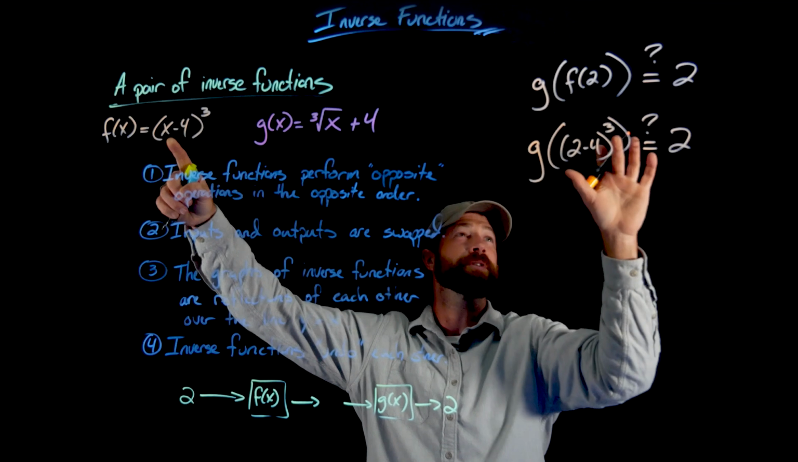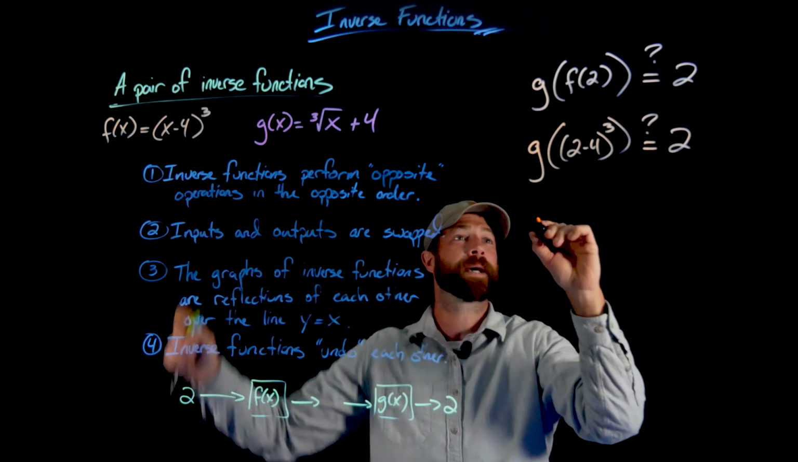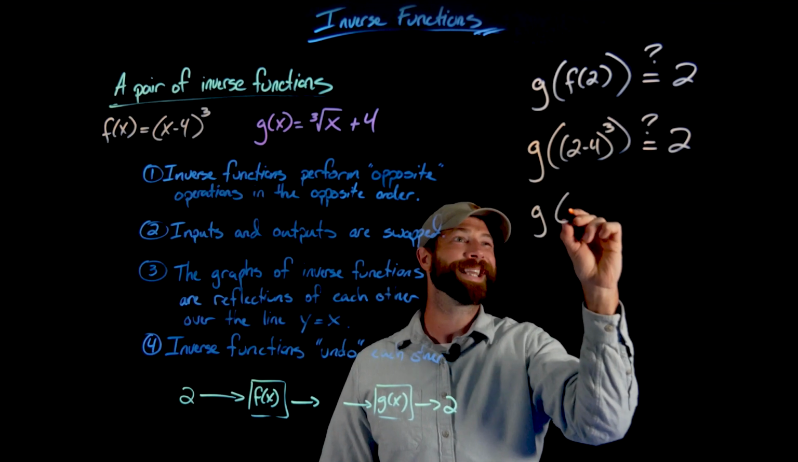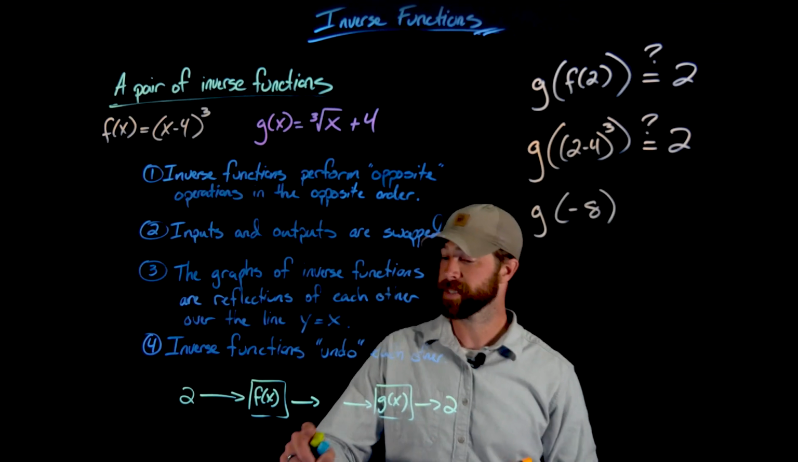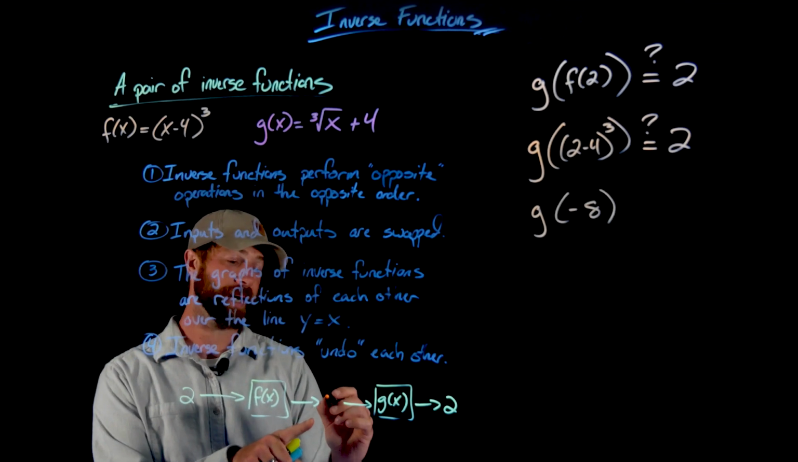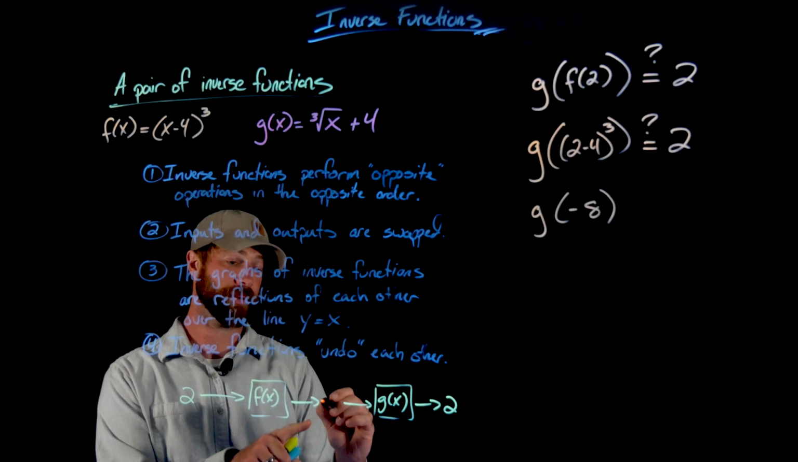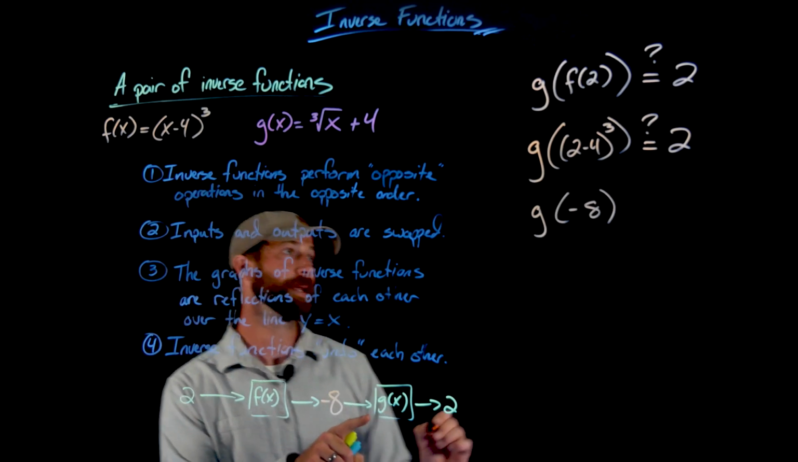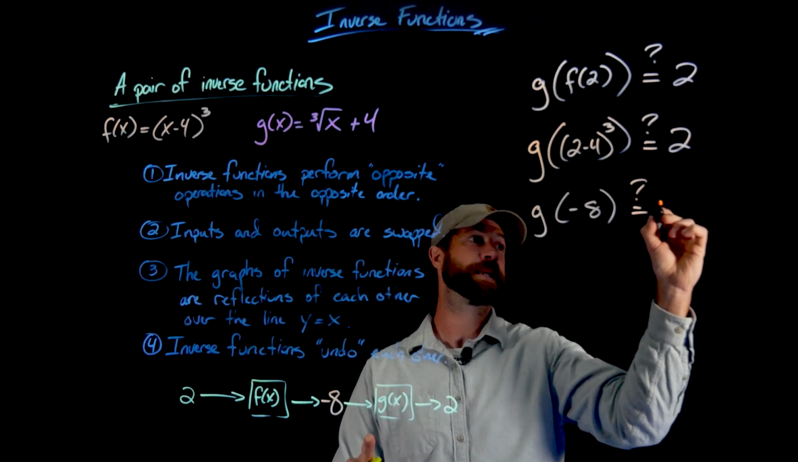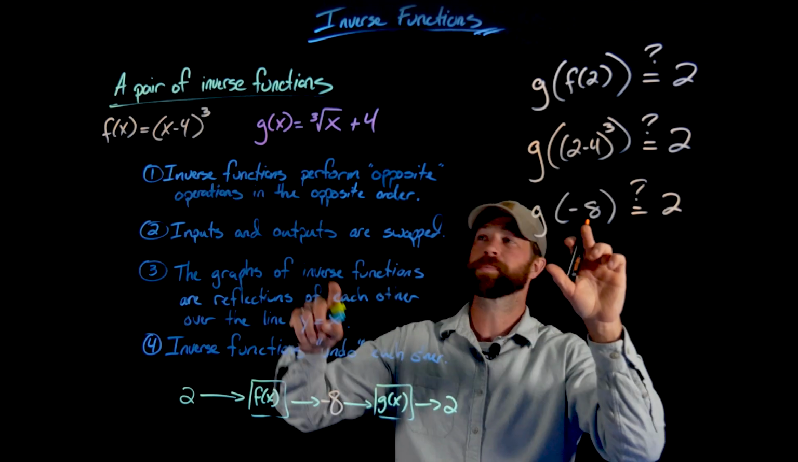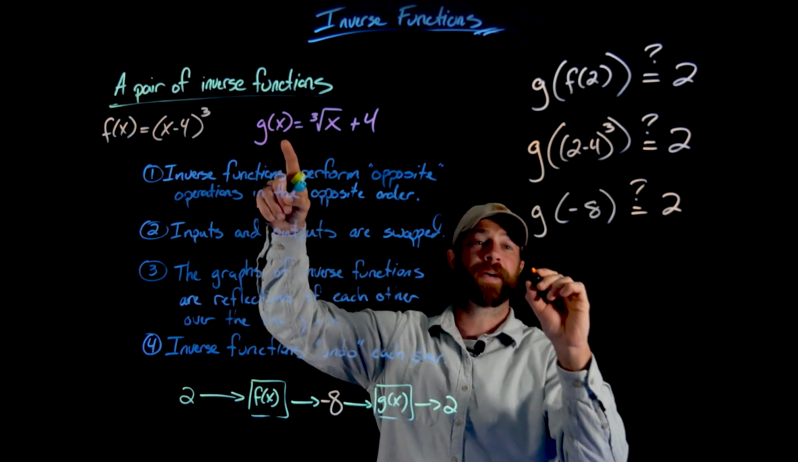This is negative 2 cubed, so I'm just going to skip one step here. That would give me a negative 8. So in this little picture right here, what's output by f when I plug in a 2 is I get out a negative 8. Now the question is, does this become 2? Let's plug negative 8 into the g of x function.